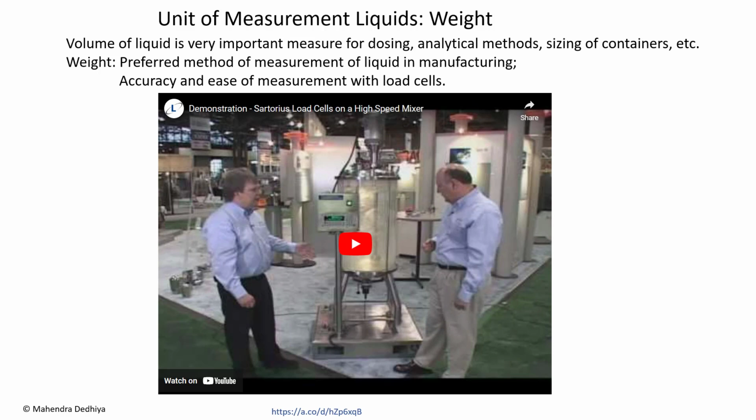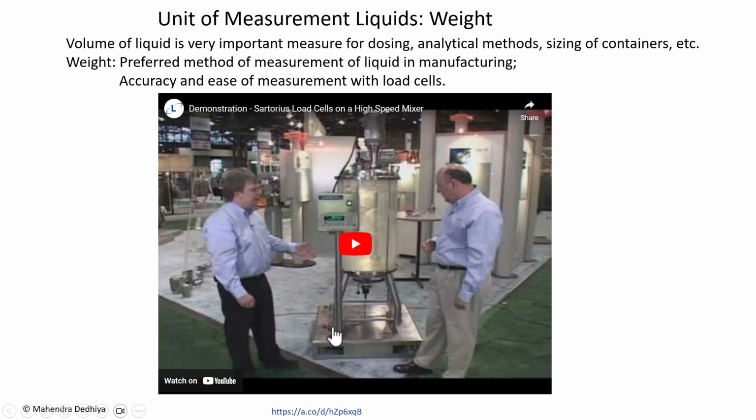So unit of measurement of liquid in a manufacturing operations, especially large-scale manufacturing operation, is weight. Volume of liquid is very important. Measure for dosing, analytical methods, sizing of containers, etc. However, weight is a preferred method of measurement of liquid in manufacturing. This is because of accuracy and ease of measurement with load cells. And we'll show that in this video.